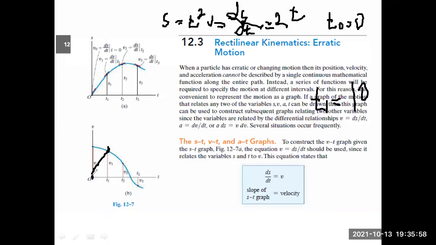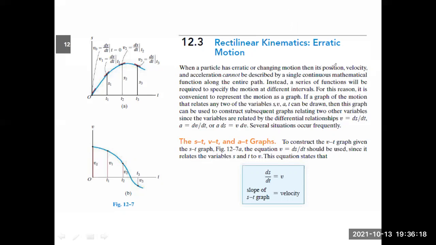So time starts from 0 and it goes up to t1, t2, t3, up to t9. So you plot the graph, okay? Any other questions?